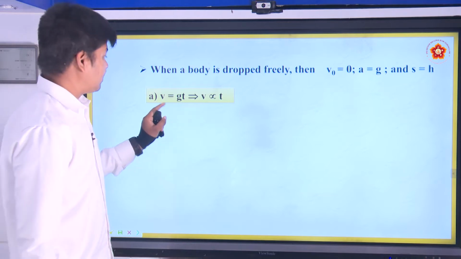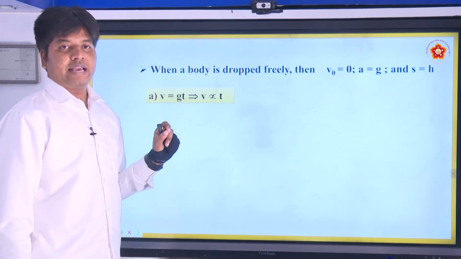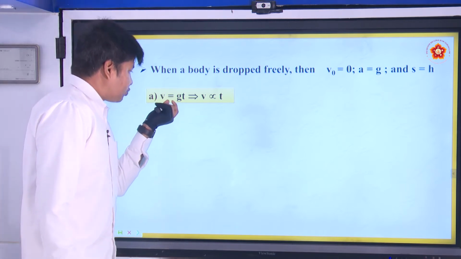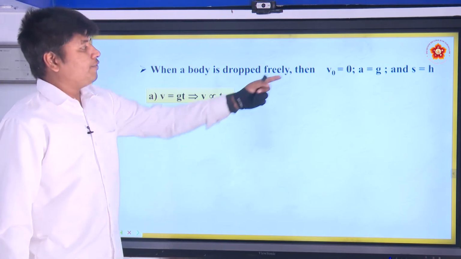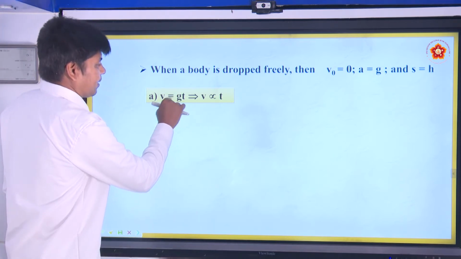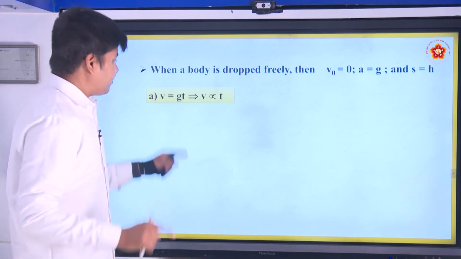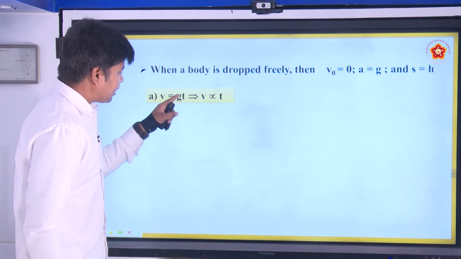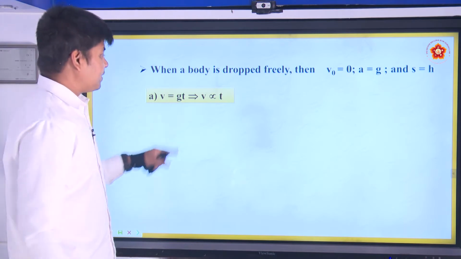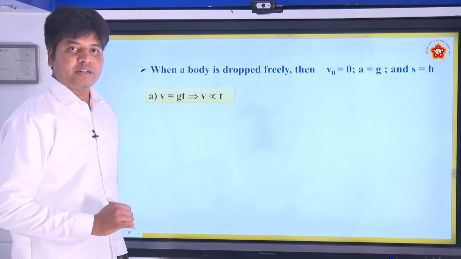Final velocity is nothing but acceleration times time, the product of acceleration due to gravity and time, because V naught is 0. As the time is increasing, what happens? The velocity will increase with the proportionality constant of g. That means the velocity is directly proportional to t.